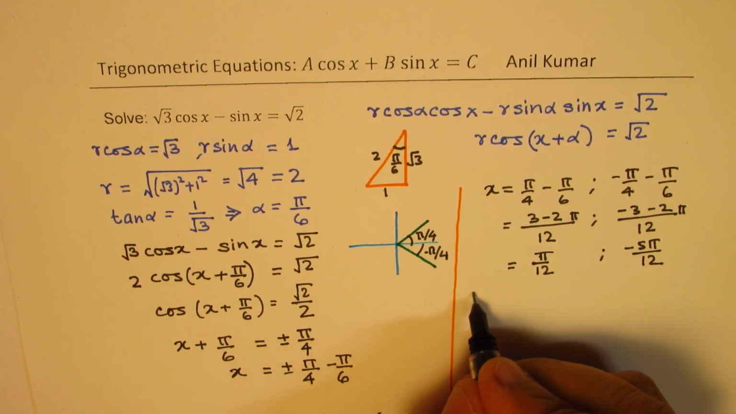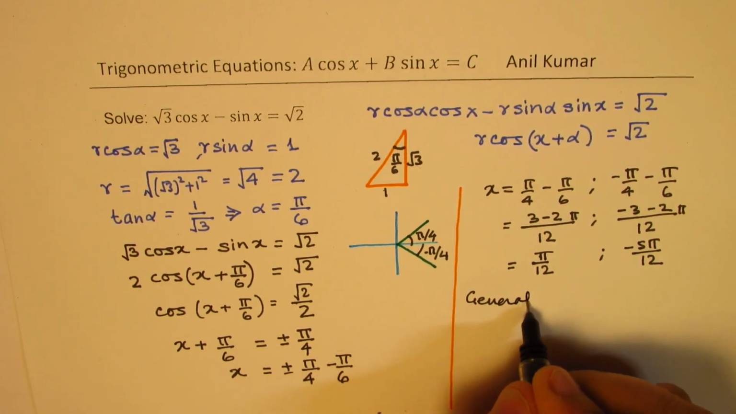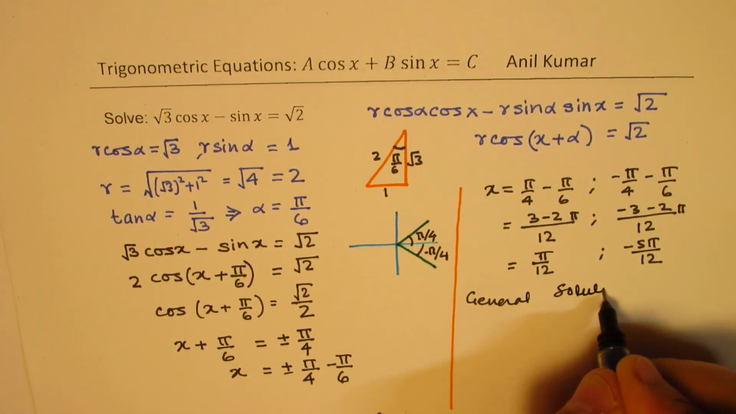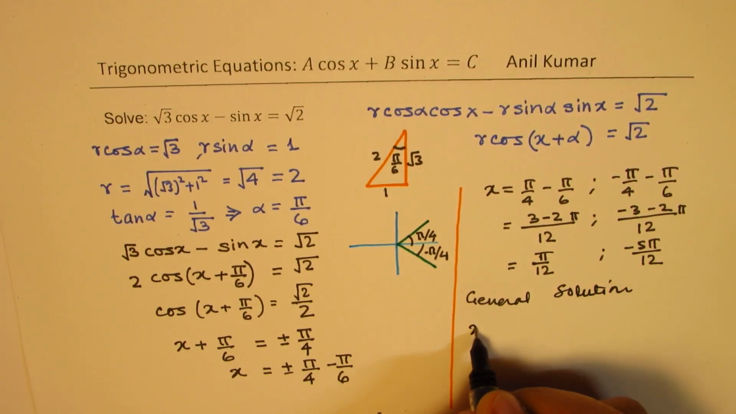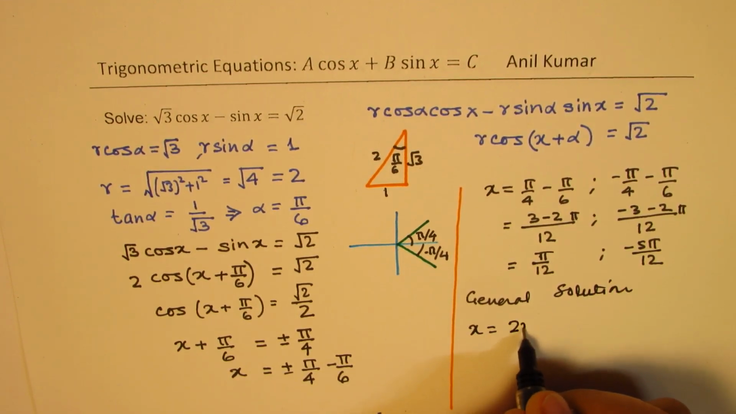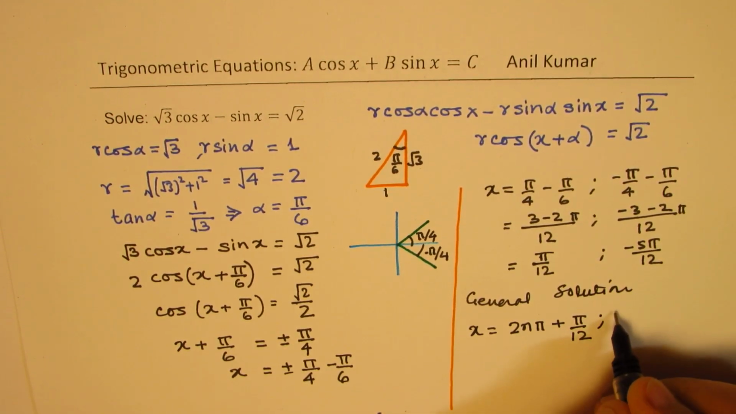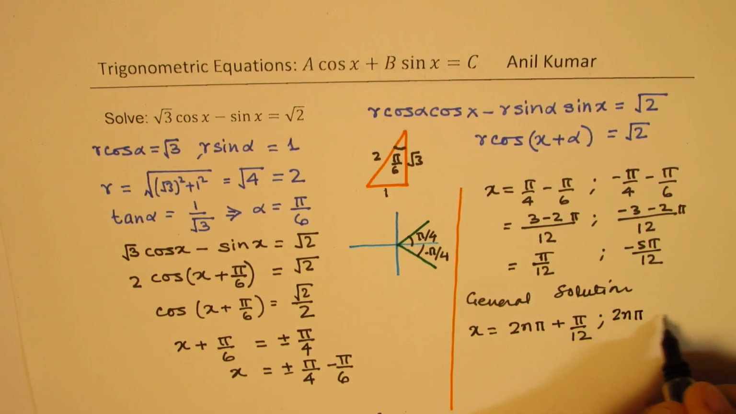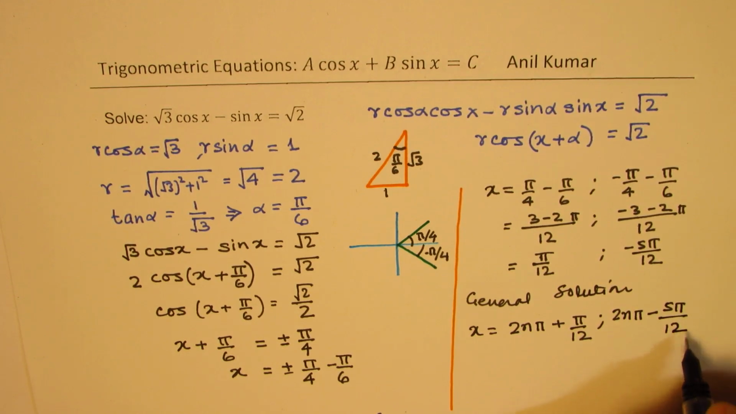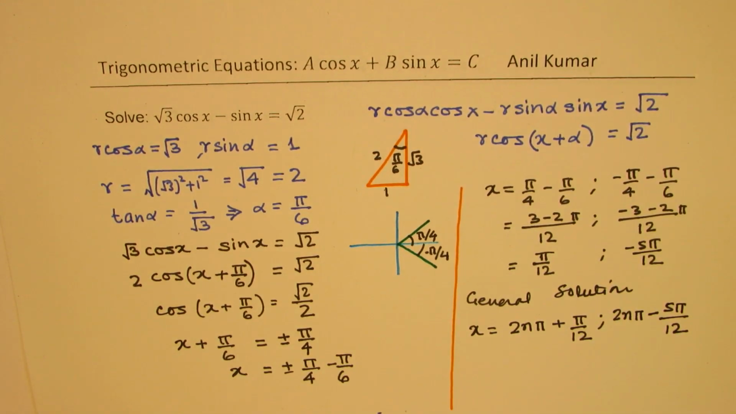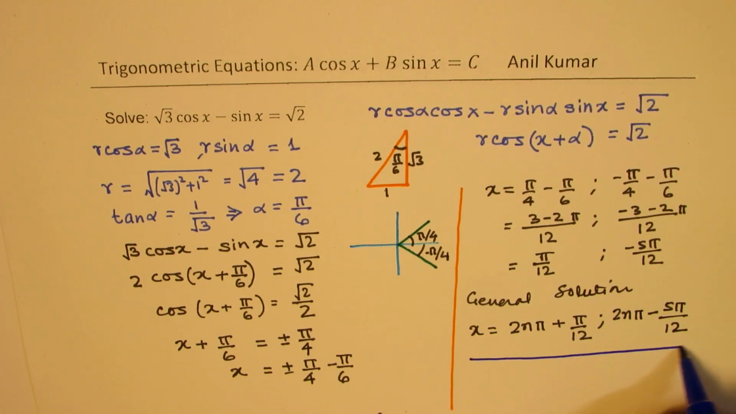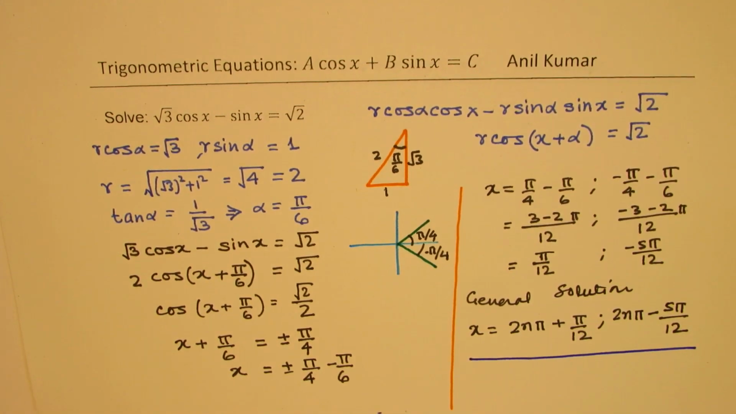In general, we can write the general solution, which will be x equals 2n pi plus pi by 12 and 2n pi minus 5 pi by 12. Do you see that? So that becomes our general solution, and that is what we should be writing as our solution for the given example. Is that clear to you?